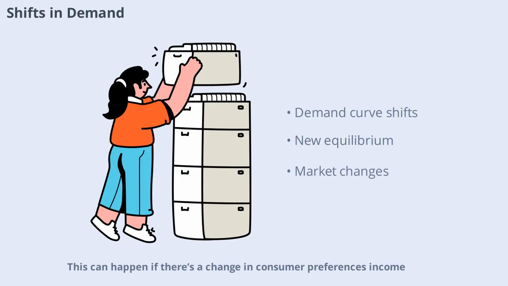This can happen if there's a change in consumer preferences, income, or the price of related goods. For example, if a new health trend makes ice cream more popular, demand increases at every price. The demand curve shifts right, leading to a higher equilibrium price and quantity. Understanding these shifts helps explain why markets change over time.